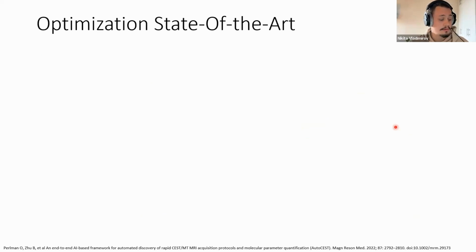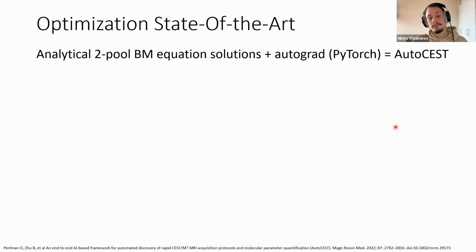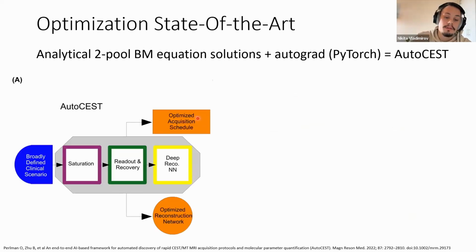The state of the art in such optimization is the following. We actually have an analytical solution of the Bloch-McConnell equations, and we can put it into an autograd framework like PyTorch and optimize it. This is called AutoCEST. Here is the diagram of this model. It consists of the saturation block, which is the analytical solution of the Bloch-McConnell equations. The next block is the readout block, which is the analytical solution of the Bloch equation with a rotation matrix. I think you know this thing. You did some laboratory works or something.